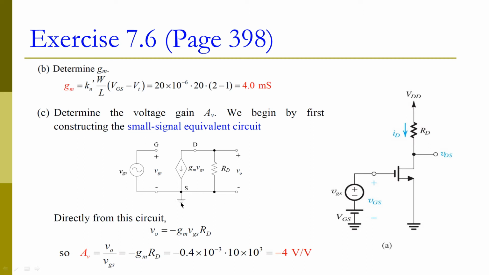From this circuit, we can immediately get our output signal, right? That is negative gm times VGS times RD. That is because the current into this RD equals the drain current. Here is the drain current. And we have a negative sign because the current goes this way in the resistor. So we get our voltage gain equals VO divided by VGS. That will give us negative gm RD here. Plug in the values and we get our gain equals negative 4.